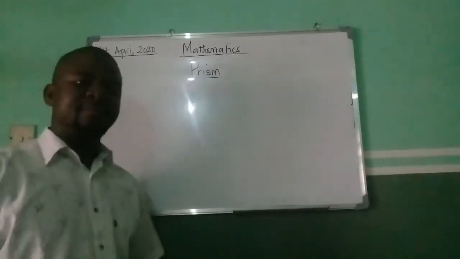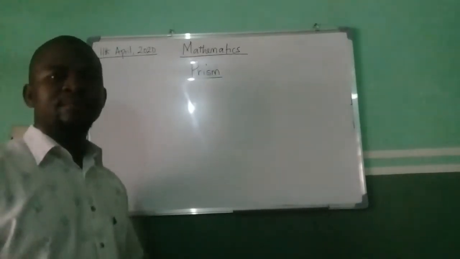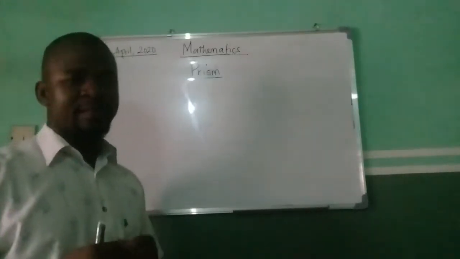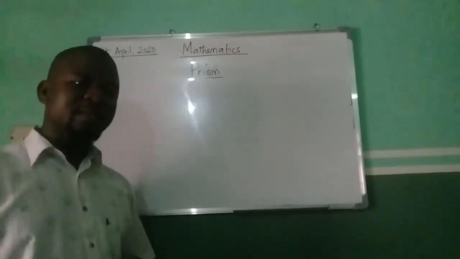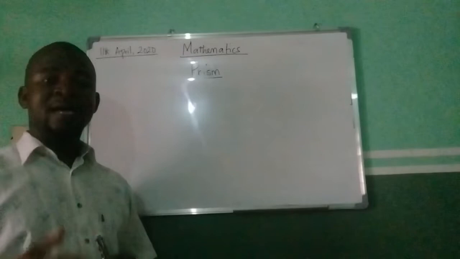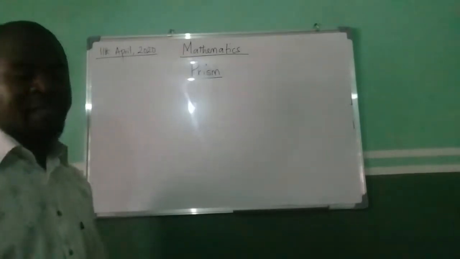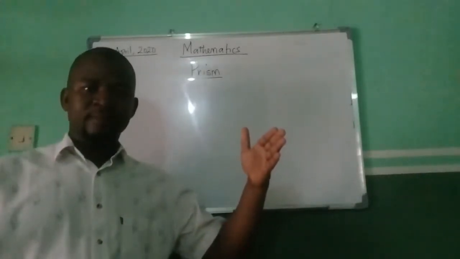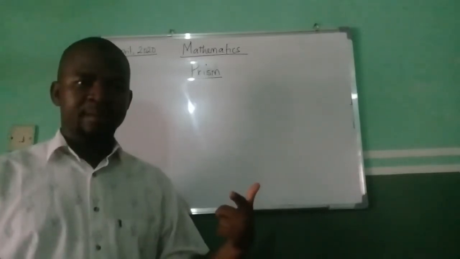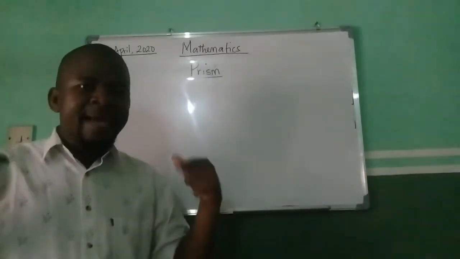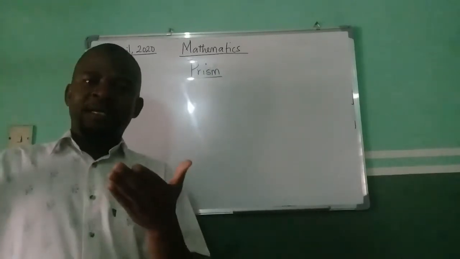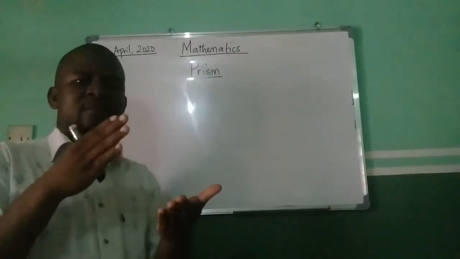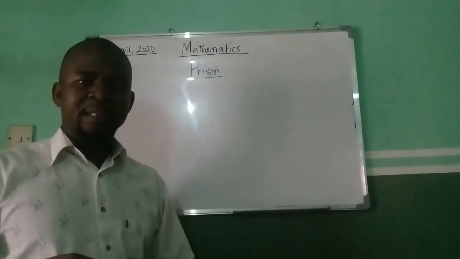Now, a prism is a geometrical solid with similar ends and a uniform cross section. Okay? A geometrical solid with similar ends and uniform cross section, meaning prisms generally have two ends but with the same shape, and then the same cross section across its length. That is what a prism is.